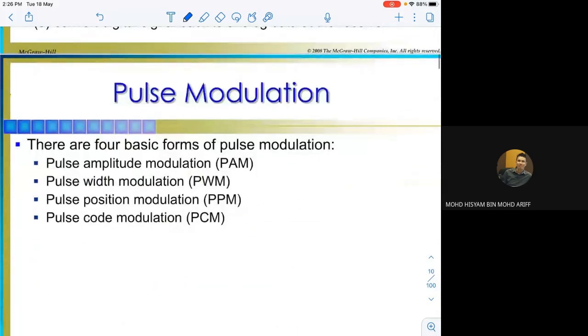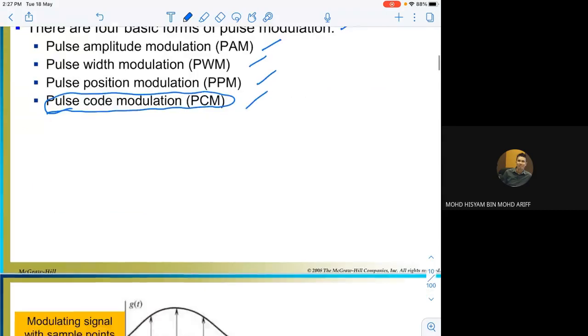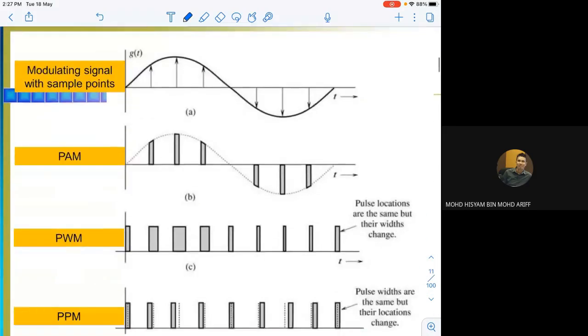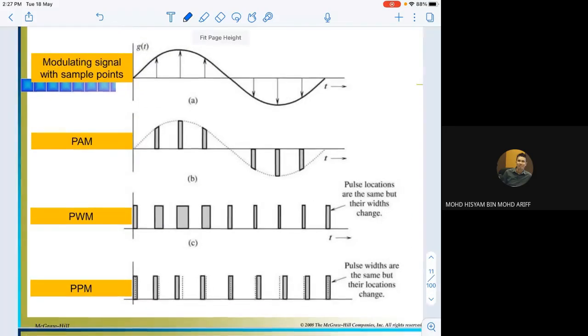Actually, there are four basic forms of pulse modulation. You have amplitude, width, position, and pulse code modulation. Basically, in your final exam, we cover this. Favorite question. Now, let's look at the difference between pulse amplitude, pulse width modulation, and pulse position.